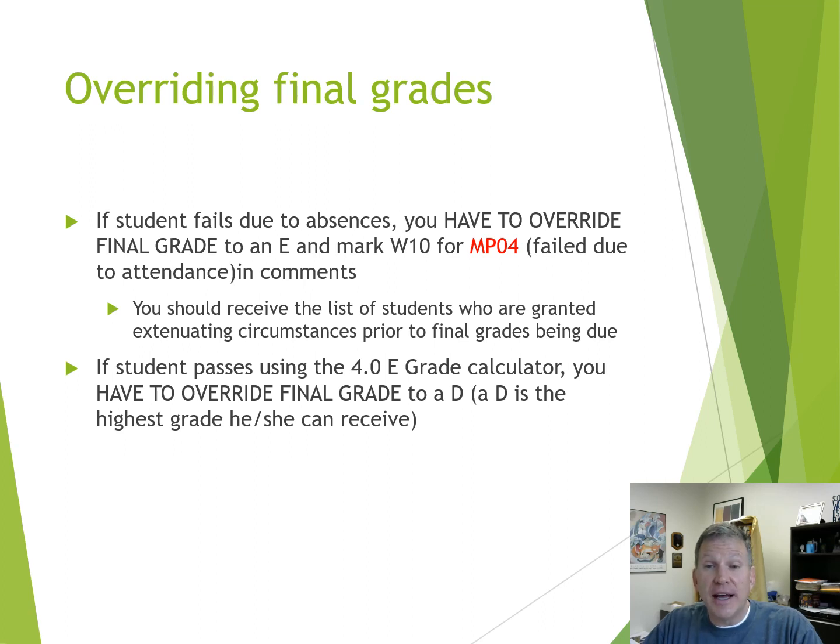Also, if a student does get a D using the 4.0 grade calculator, you would need to override that final grade to a D as well. Neither of these things happen automatically with failure due to attendance or the E-grade calculator. You have to override those final grades.